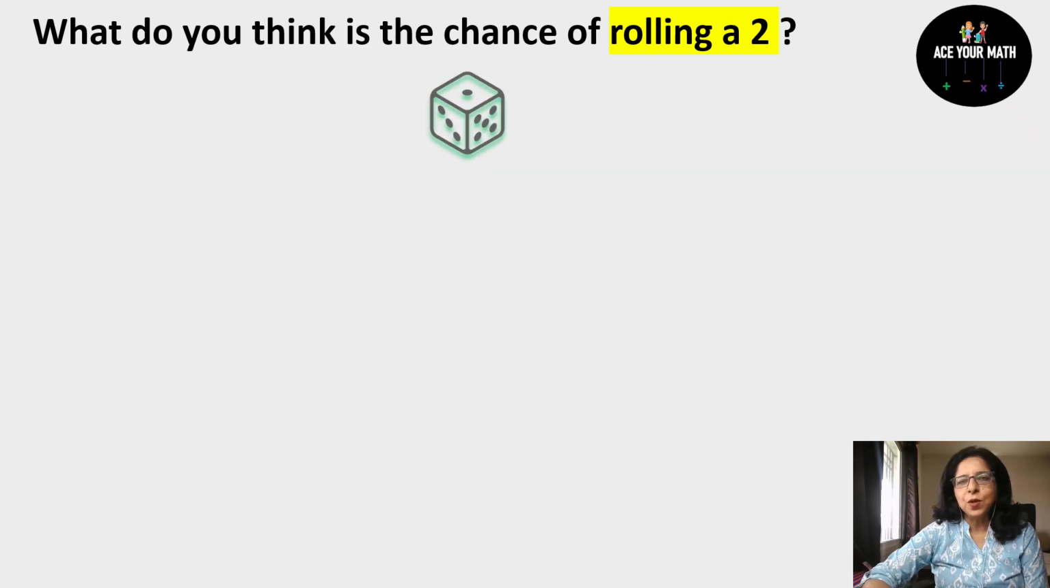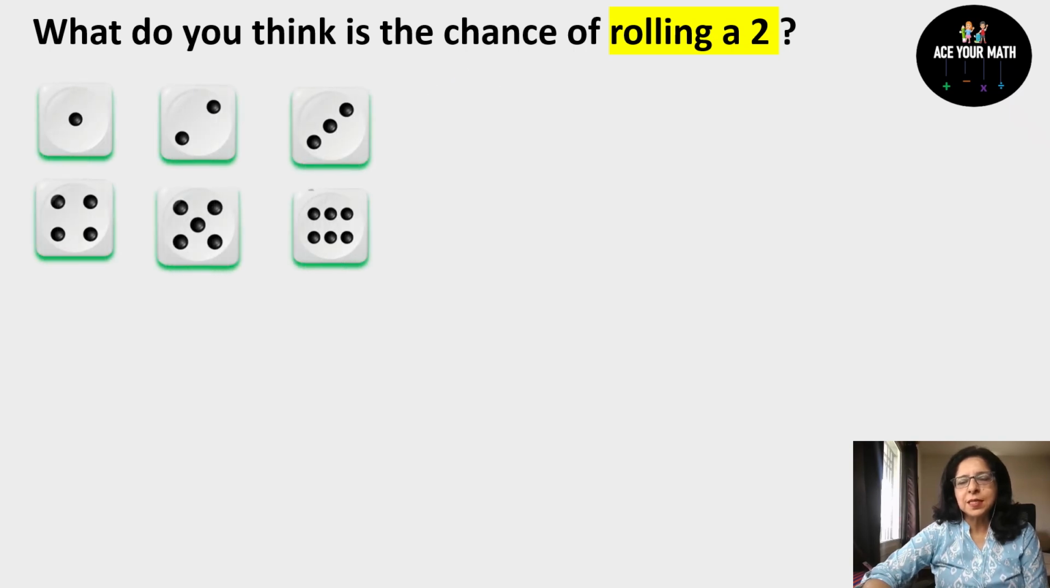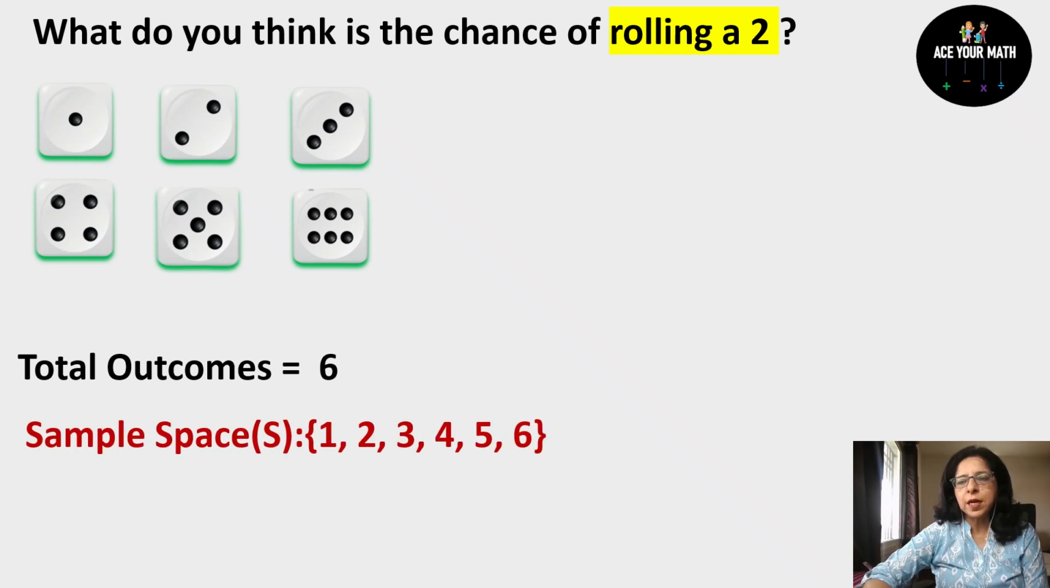Let's say you roll a die. The possible outcomes are 6, as we know, because it's a 6-sided die. So you will get either 1, 2, 3, 4, 5 or 6. The total outcomes are 6 here. The first step whenever you do a dice or probability question is always to write your sample space, as I told you in my previous video as well. In the sample space, write all 6 outcomes separated by commas. Our question is rolling a 2. You want the probability of 2.